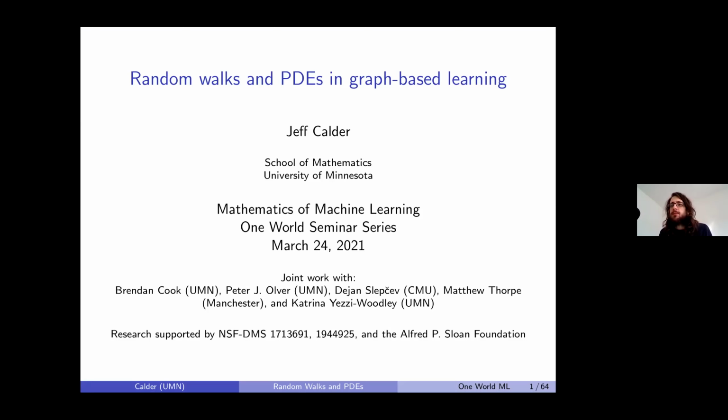Jeff is an assistant professor at the University of Minnesota. And before that, he was at Berkeley, and before that, he did his PhD in Michigan. We're very happy to have him today. He's going to be talking about random walks and PDEs in graph-based learning.